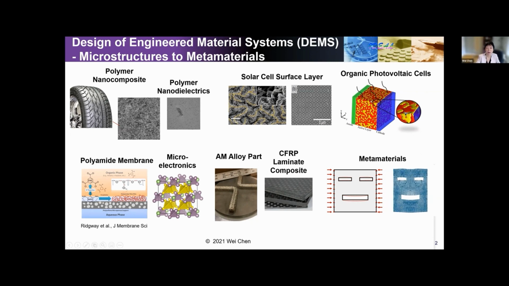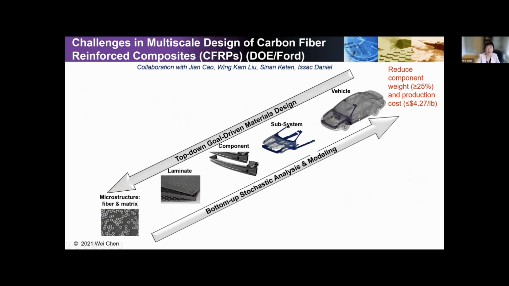As I'm showing here, for organic photovoltaic cells, you can see that we can design the surface pattern, and we can also design the microstructure in the sandwich layer to achieve optimum transportation behavior. There are many challenges in designing very complex material systems, and I'm using two examples to illustrate the challenges.